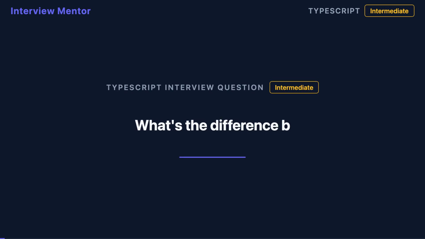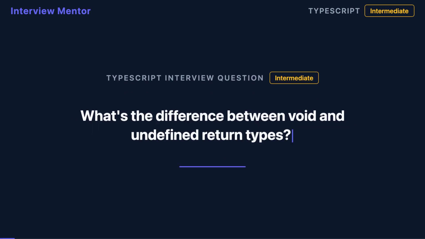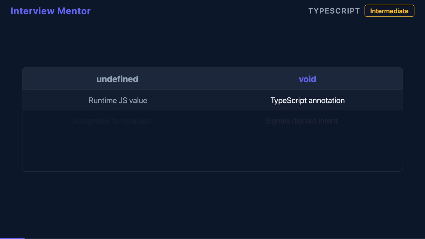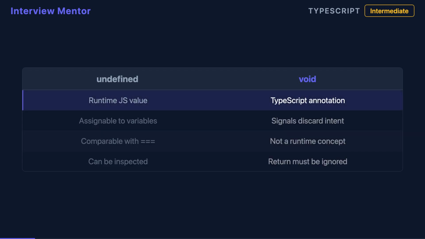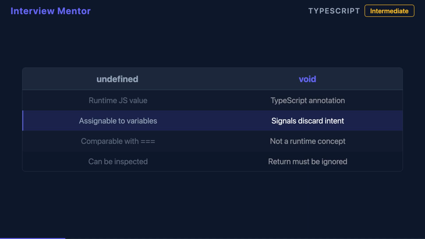Most TypeScript developers treat void and undefined as interchangeable. They're not. Here is the key distinction. Undefined is an actual JavaScript runtime value. It has exactly one member, can be returned, stored in a variable, or compared with triple equals.